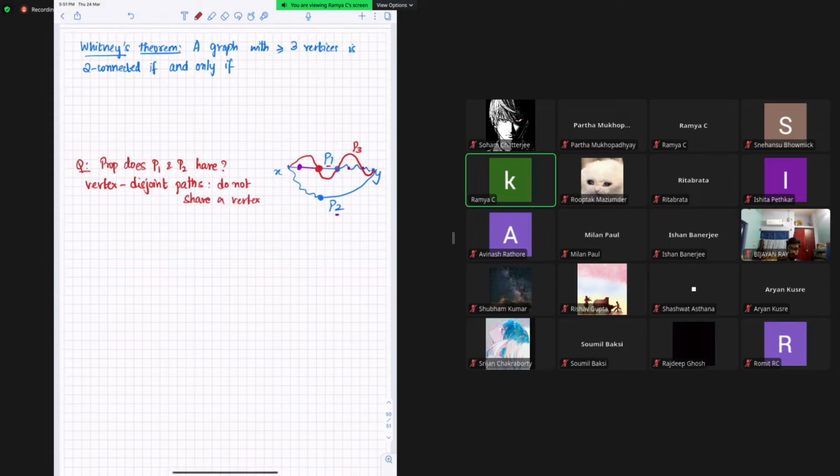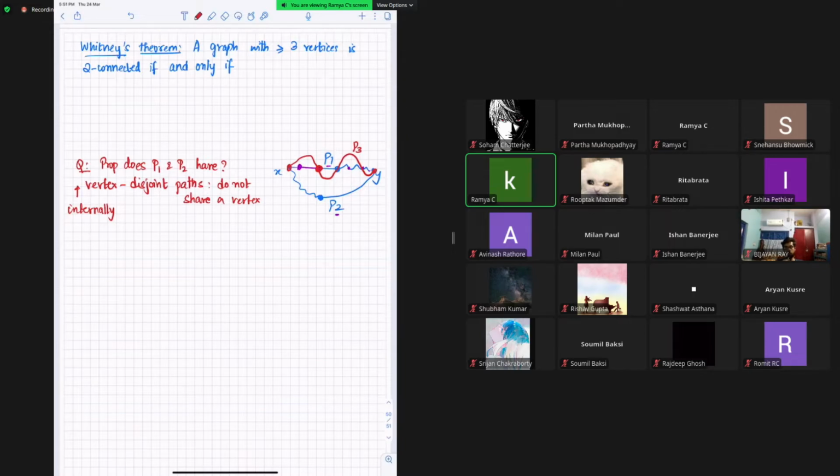So usually these paths are called internally vertex disjoint paths. This is because when you say they don't share a vertex, they actually share x and y, right? So terminology wise, it's not correct. So in the sense that they don't share any internal vertex, let alone x and y, only those you can share. The ones in between, interior to the path, should not be shared. So internally vertex disjoint paths are two or more paths that don't share a vertex.